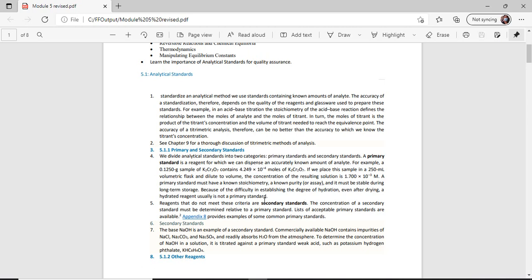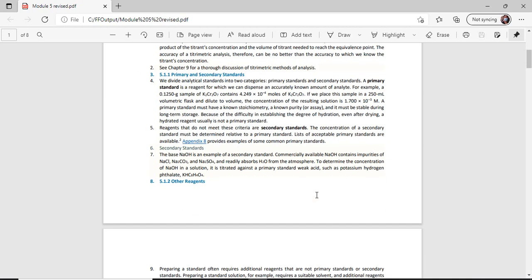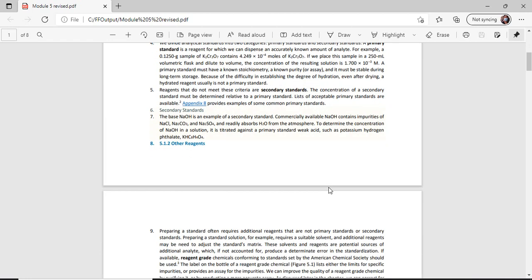Its components should be known, such as K2Cr2O7; its grams and also its moles should be known. Now, reagents that do not meet these criteria are what you call your secondary standards. The concentration of your secondary standard must be determined relative to the primary standard. A list of acceptable primary standards is available in the formulas of the next topics.